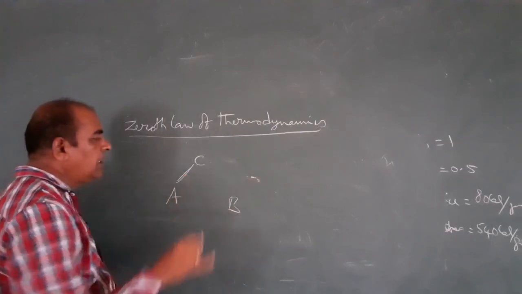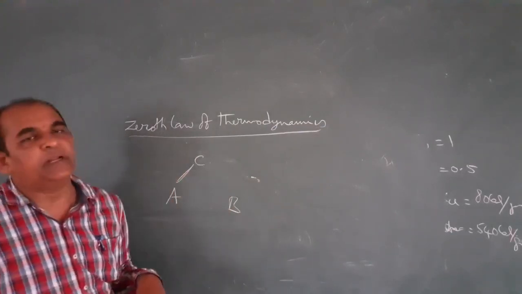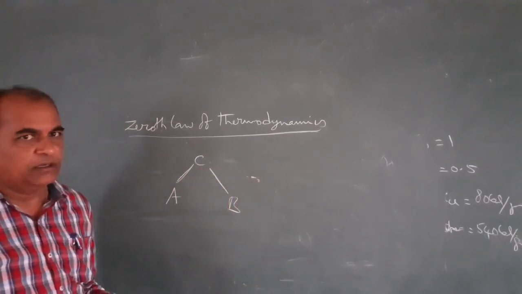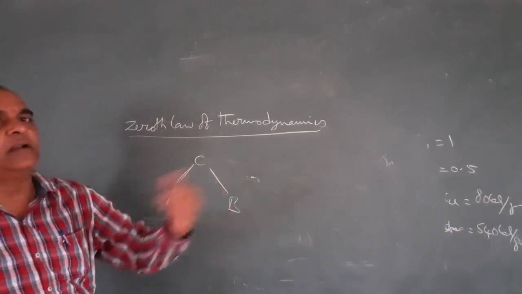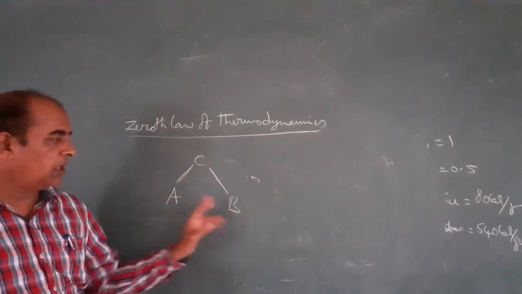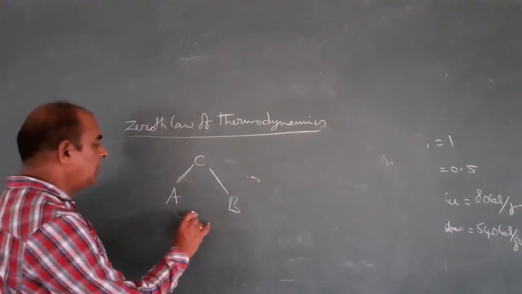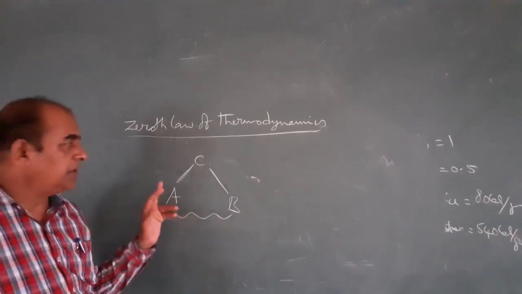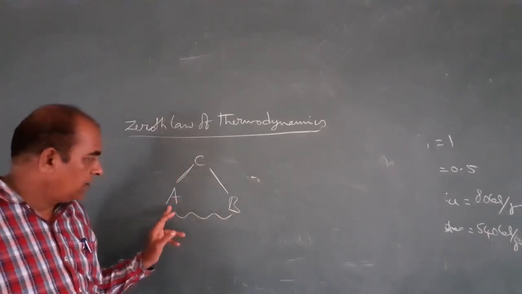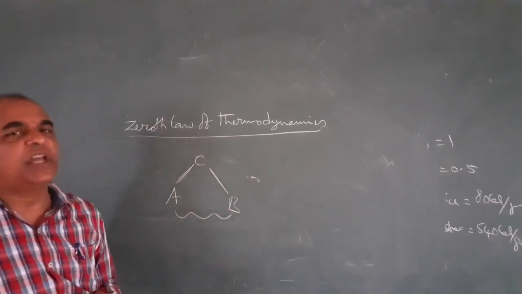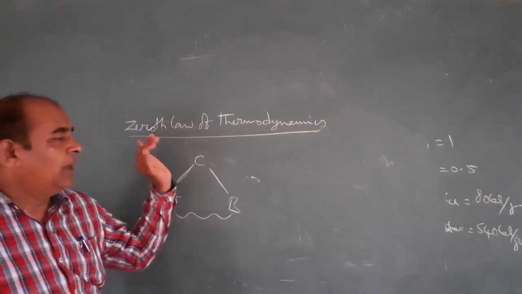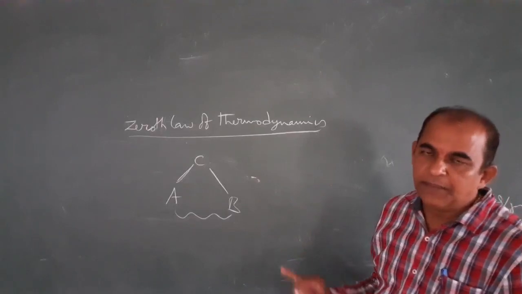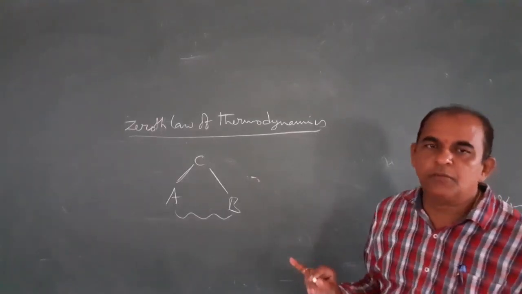Here A and B are in thermal equilibrium. Thermal equilibrium means both are at the same temperature. And B and C are also in thermal equilibrium, at the same temperature. Same temperature means thermal equilibrium. Heat will not transfer. Then A and C are also in thermal equilibrium. That is the zeroth law. If 2 bodies A and B are in thermal equilibrium with a third body C, then the 2 bodies are also in thermal equilibrium with each other. That is the zeroth law of thermodynamics. Its importance is that the temperature of a body is defined by the zeroth law of thermodynamics.